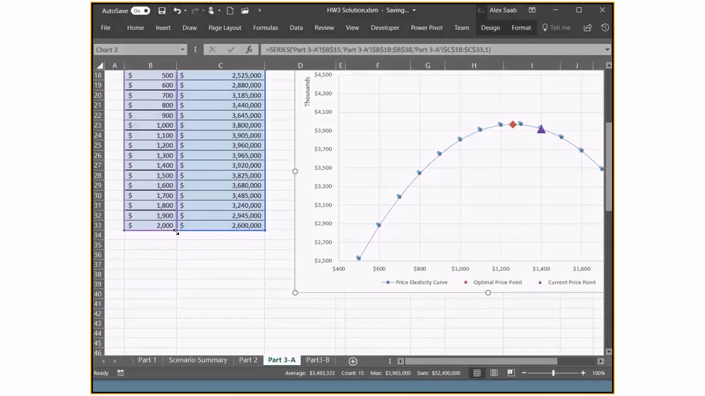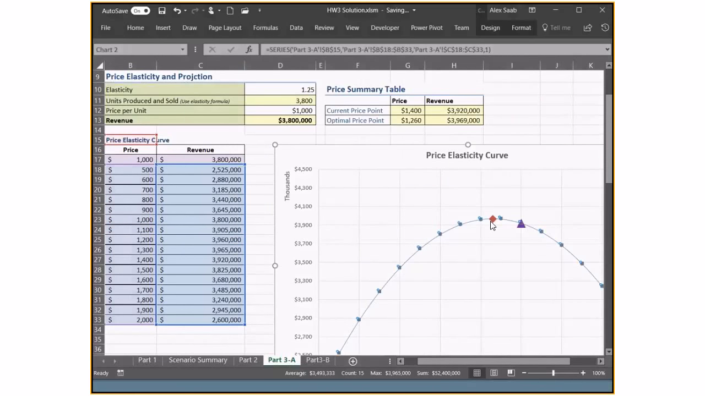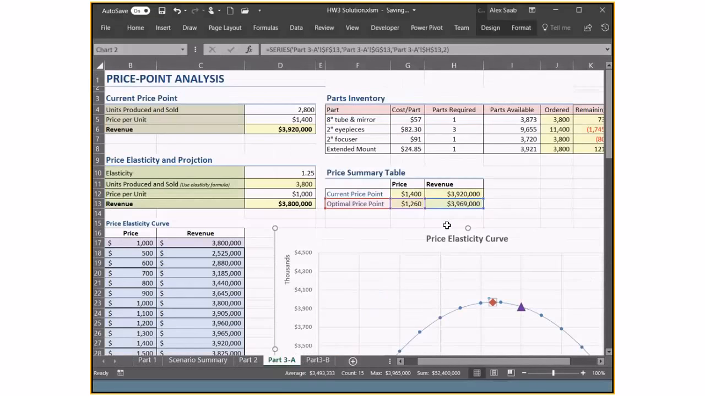Okay. And this one, the red dot is, so basically we put the results for the current price point here. For $1,400, the revenue will be $3,920,000.